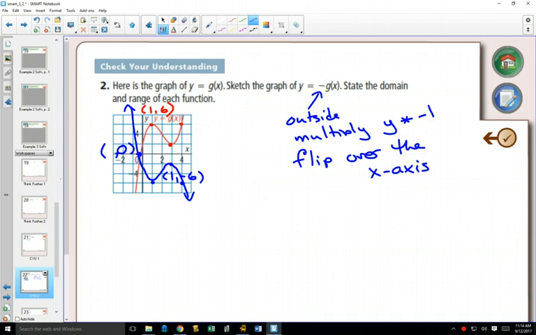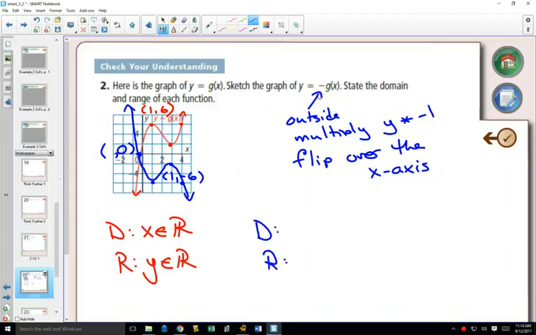State the domain and range of each function. So our original one, well, since there's arrowheads, or there should be arrowheads going on here, those arrowheads mean it continues in 2 directions forever. Continues up forever and to the right forever for the one on the right, and down forever and to the left forever for the one on the left. So our domain is everything, our range is everything, and as a result, even when we flip it over, the domain and range stay the same.